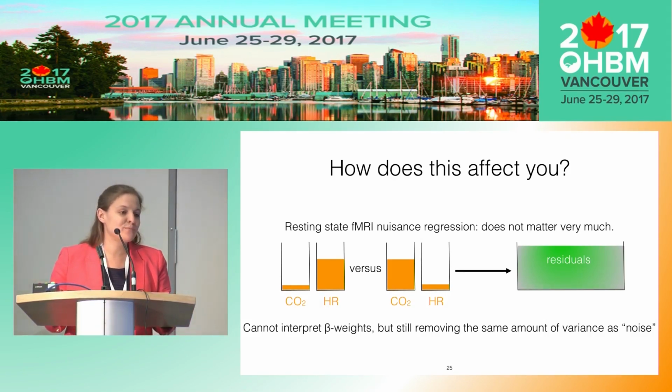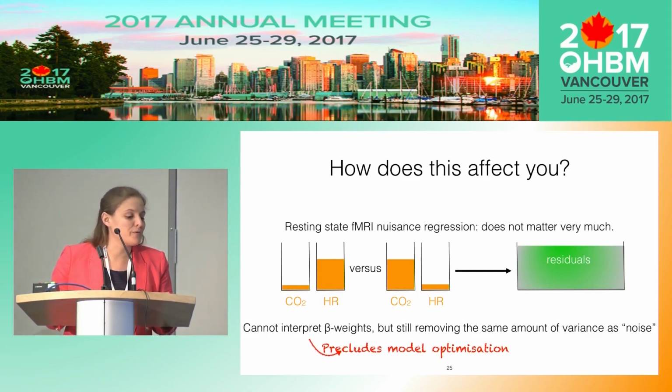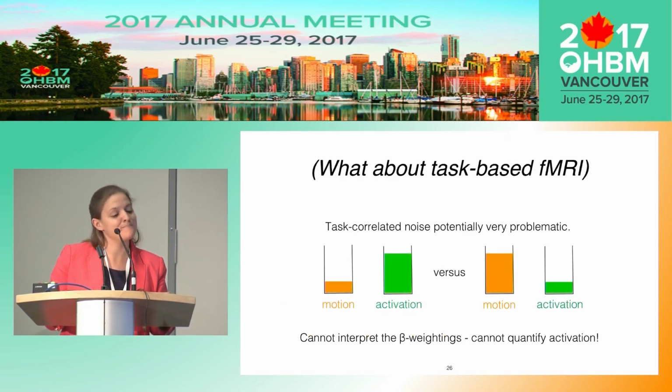However, if you can't interpret the beta weights from the fit of your GLM, you can't optimize your model. So you're not going to be able to say, my model, I should be using these regressors or not others, or this is an optimal nuisance regressor for use in this cohort.